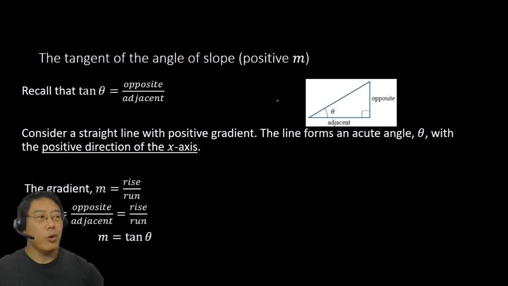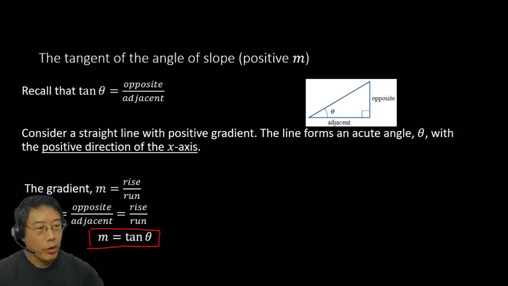Just a reminder as well, when you have the gradient, do you remember your gradient is also your adjacent over your opposite? Okay, so how does it work out? What's important here?